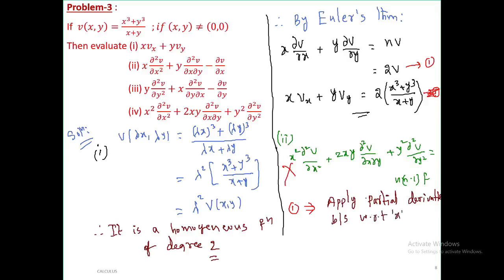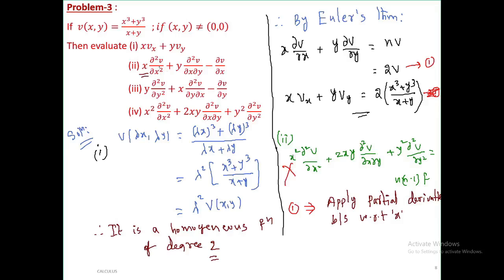Because already ∂v/∂x is with me. If I differentiate one more time with respect to x, I will get ∂²v/∂x². But x remains as it is, and here an x² term is there. That's why I am not proceeding with this. Only the x term is there in the question, and only the x term is required. If you apply Euler's theorem second statement, an x² term will be there. Therefore, you should not apply this.